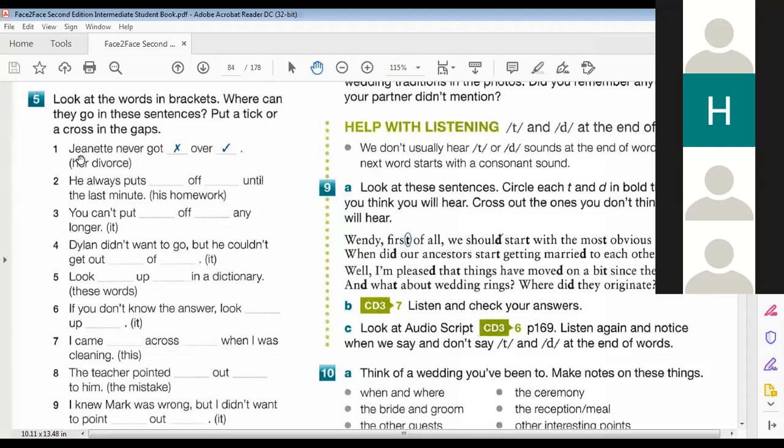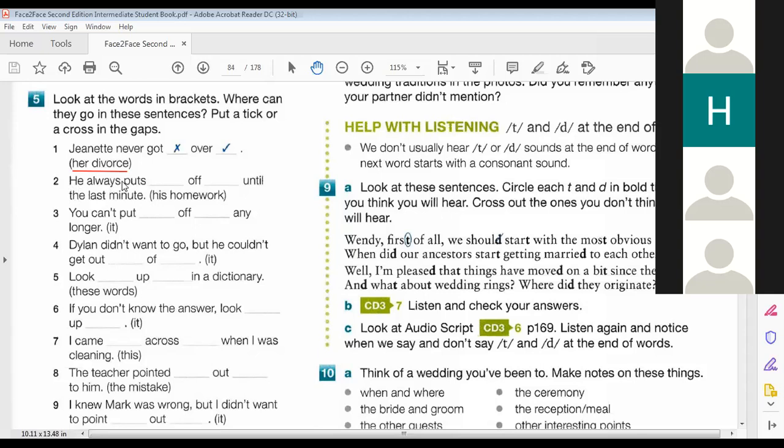So it says Jeanette never got. Of course the object is given to you in brackets. It's not necessarily an object, sometimes we can say the object is clear. Jeanette never got over her divorce. So we can say never got over, but we can't say never got her divorce over. Do you get the idea? What we're doing is saying where you can put the object and where you can't put it. That's the purpose of this exercise. Let's do number 2 together, and then I think you can finish the rest easily.